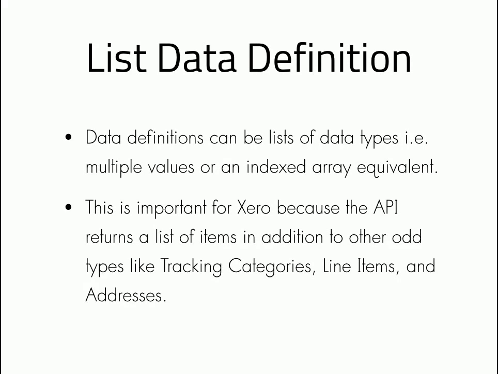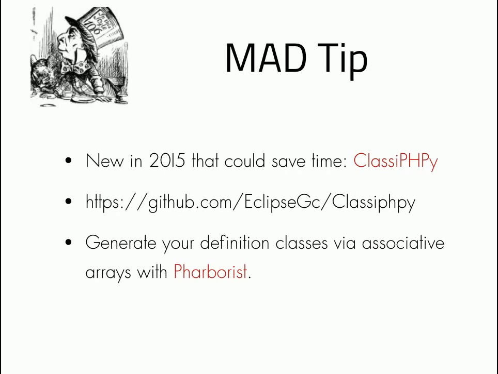But all this data definition stuff and creating it yourself leads me to my mad tip of the day. In 2015, we now have this GitHub project called Classify, I think probably is the way to pronounce that, or Classy PHP, something. Eclipse GC of Drupal fame wrote this application that helps you to create definition classes. It generates the definition classes from associative arrays. And just from a cool PHP perspective, and this is why PHP is fun, it uses this other library called Farbarus to do it.